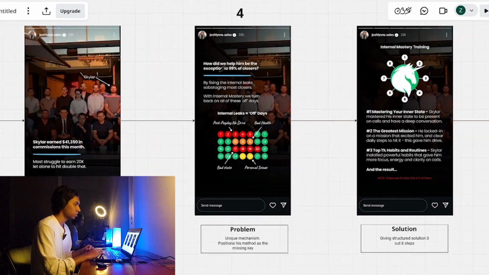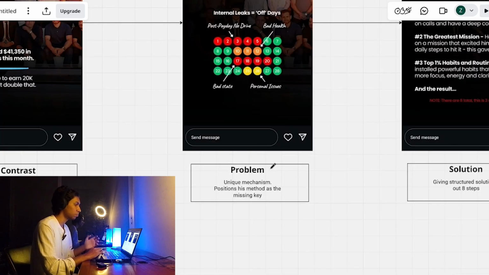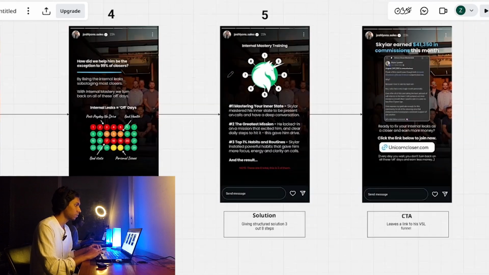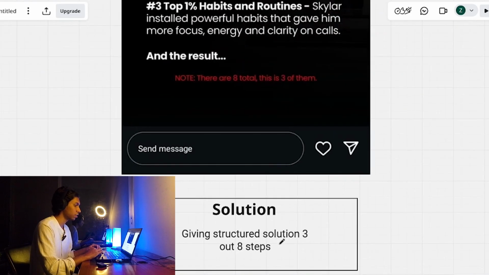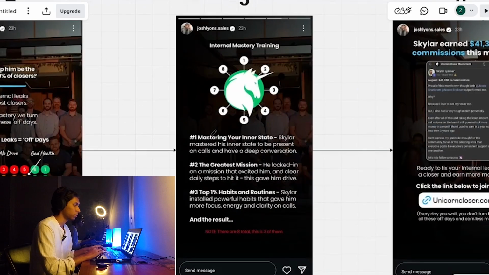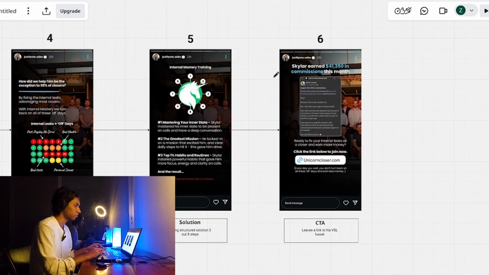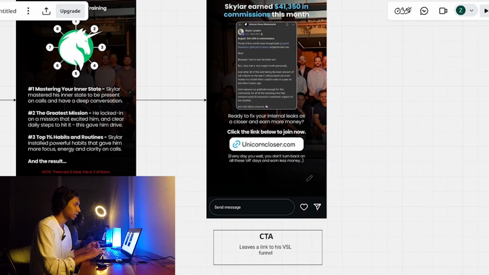And then in the fourth story, he introduces a problem, a unique mechanism that positions his method as the missing key, right? And finally, in the fifth story, he gives a solution while showing only 3 out of 8 steps, to create curiosity, right? And finally, in the sixth one, this is the one where he leaves a link to his VSL funnel. This is the CTA.